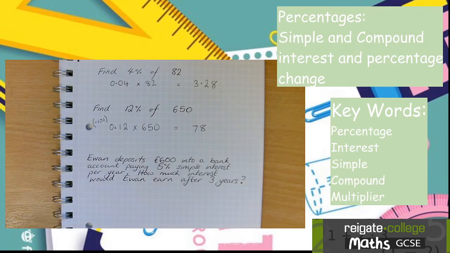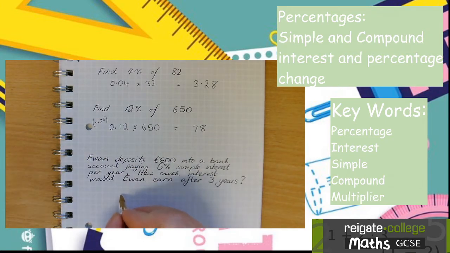Here is a typically worded simple interest question. It says Ewan deposits £600 into a bank account that's paying 5% simple interest per year. And they want us to calculate how much interest would Ewan earn after 3 years. So the first step here is to find what 5% of £600 is. So effectively to find out how much Ewan is earning in interest in 1 year.